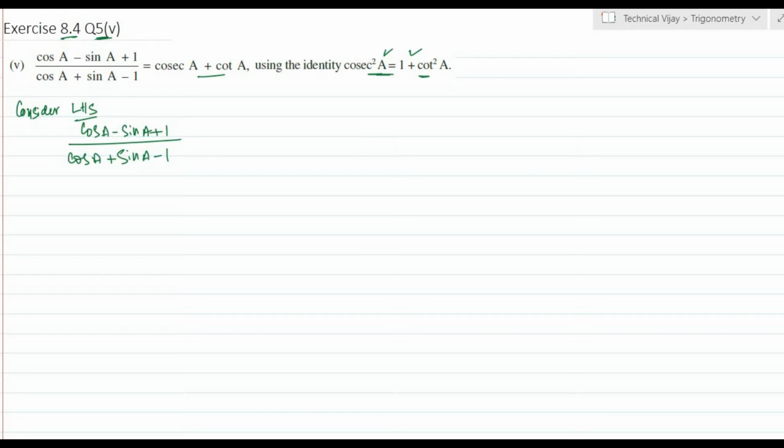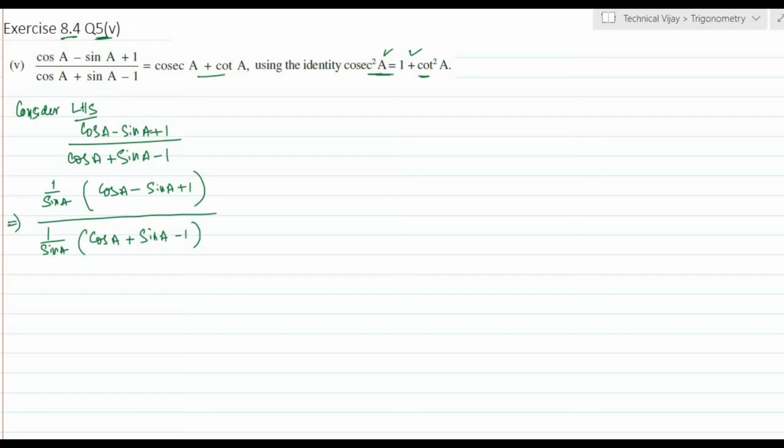To convert it into cot, cos by sin is equal to cot. So we will multiply the whole expression by 1 by sin A. See what happens: cos A minus sin A plus 1. If you multiply by 1 by sin A, cos A by sin A will be cot A. So we can solve for that. In the denominator also we have to multiply by 1 by sin A: cos A plus sin A minus 1.